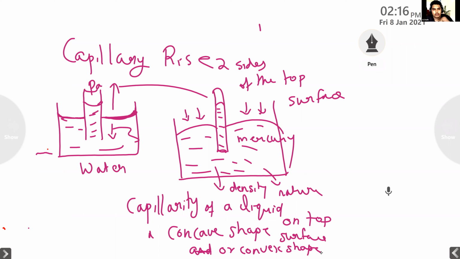Ma'am, where is the convex shape? Convex shape is like this, upside down, this one, mercury. Ma'am, both are on the surface itself, right? Surface itself. So concave shape on the top surface or convex shape on the top surface. That's why I used the word or. This or this.